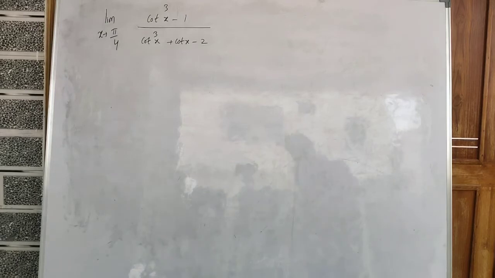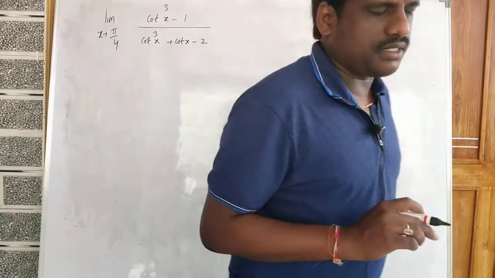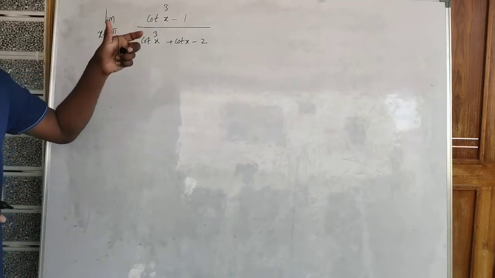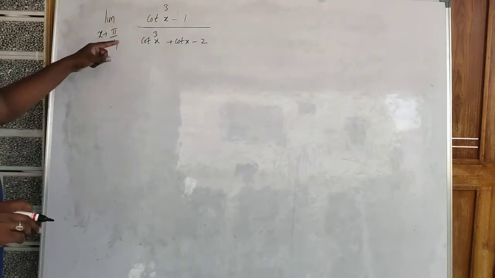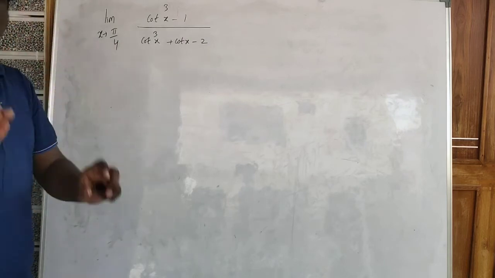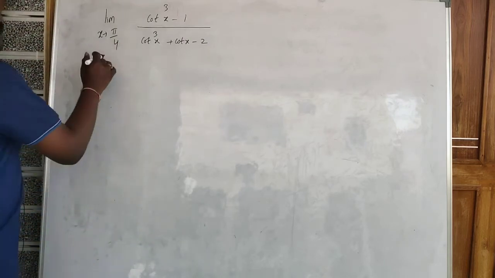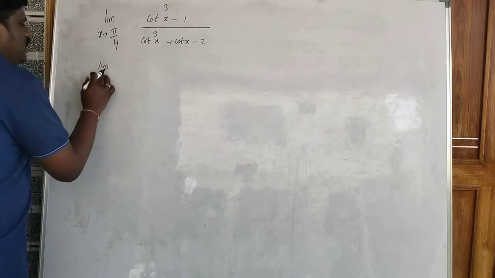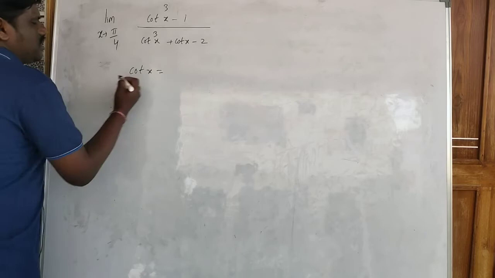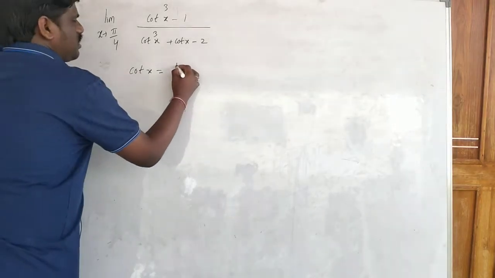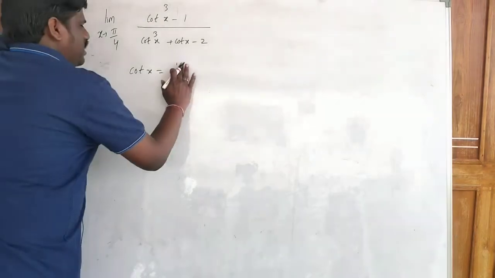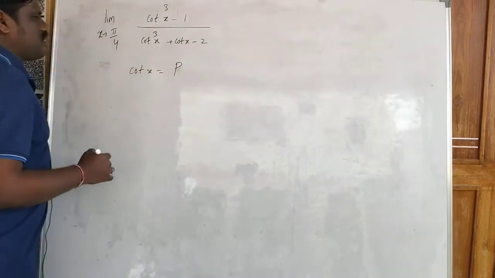Let us discuss one more question on this basic concept, changing the limit. Whenever you have trigonometry, cubes and squares and x tending to some angle, you can approach with this method, that is called limit changing. So what we can do here is, I want to change the limit, so I can use cot x is equal to something, t or p, whatever, I'll take p. So cot x equals p.